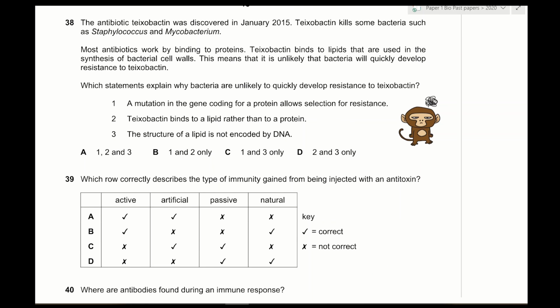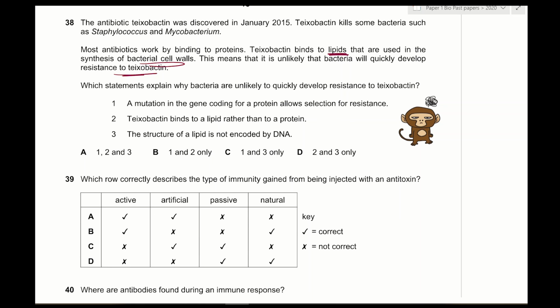Question number 38. The antibiotic was discovered in Jan, and it kills bacteria such as staph and mycobacterium. Most of the antibiotics work by binding to proteins. This antibiotic binds to lipids that are used in the synthesis of bacterial cell walls. This means that it's unlikely that bacteria will quickly develop resistance to that antibiotic. Which statements explain why bacteria are unlikely to quickly develop resistance to this antibiotic?